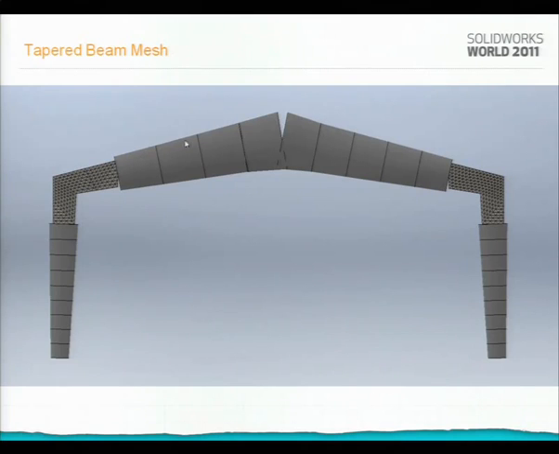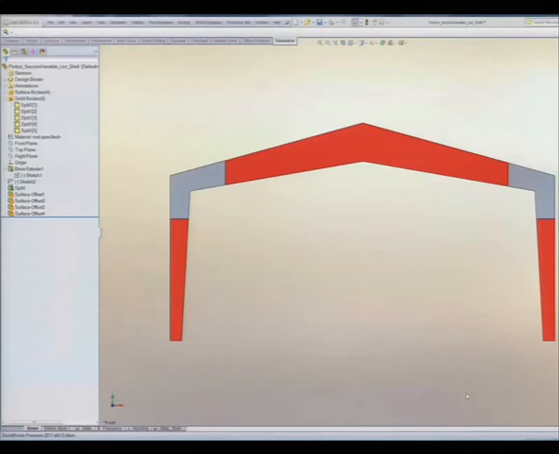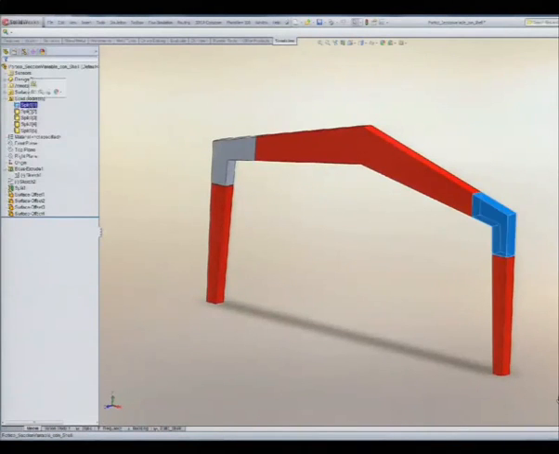But they are the taper beam elements, and this is the solid element on the joint, because I'm interested in getting the stress result. So this is what we call the submodeling technique. With this submodeling technique, we get beam forces like axial, shear, and bending, and we also get stresses on joints. So let's see how to use this submodeling technique.